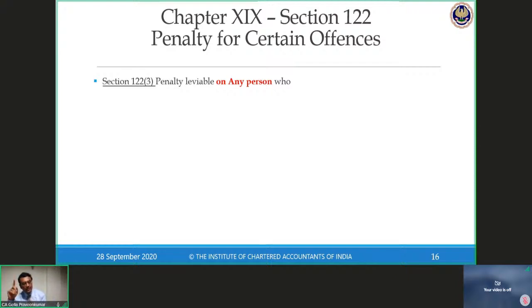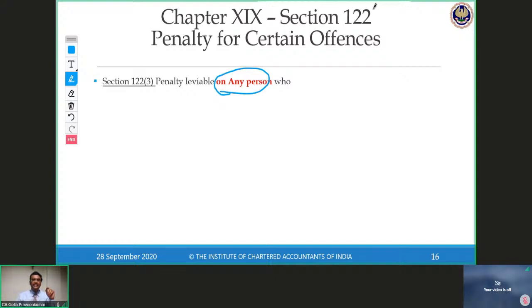Section 122.1 says where there is a taxable person. Section 122.3 says penalty leviable on any person. This is a very, very interesting provision to draw your attention to. When I say any person, it is not a taxable person. A person who is not registered, not liable to be registered, can also fit into this ambit. So 122.3 covers penal provisions, penalty leviable on any person.